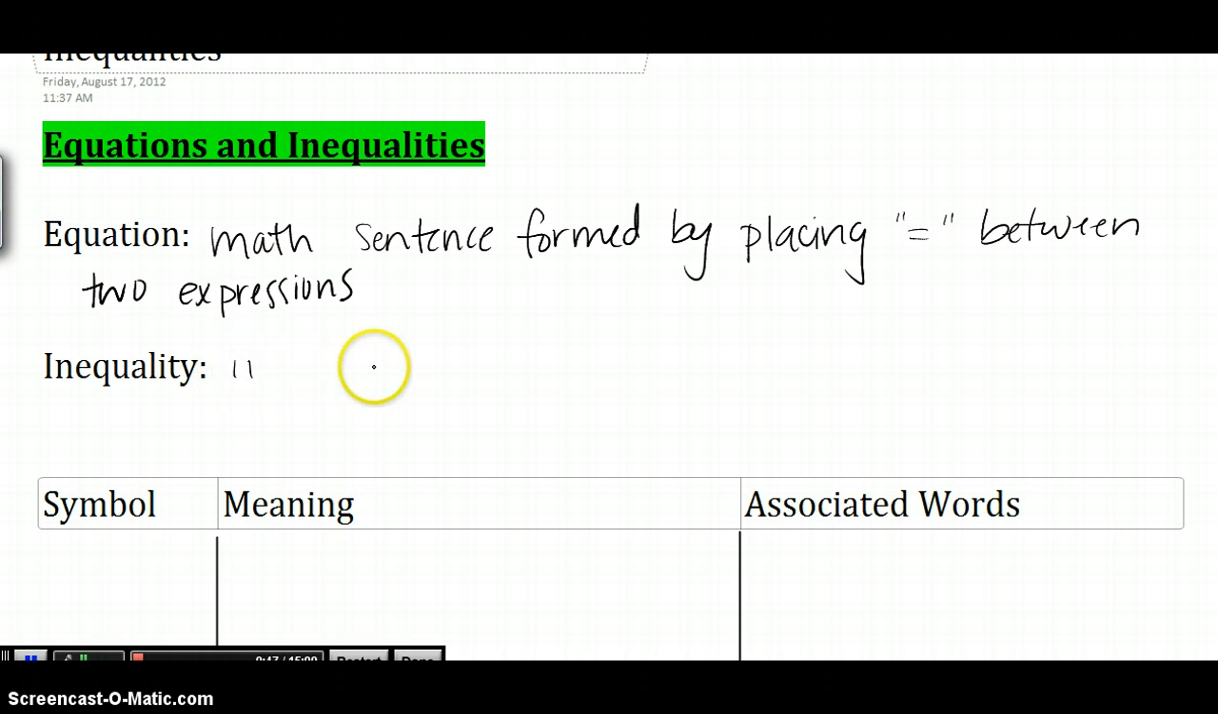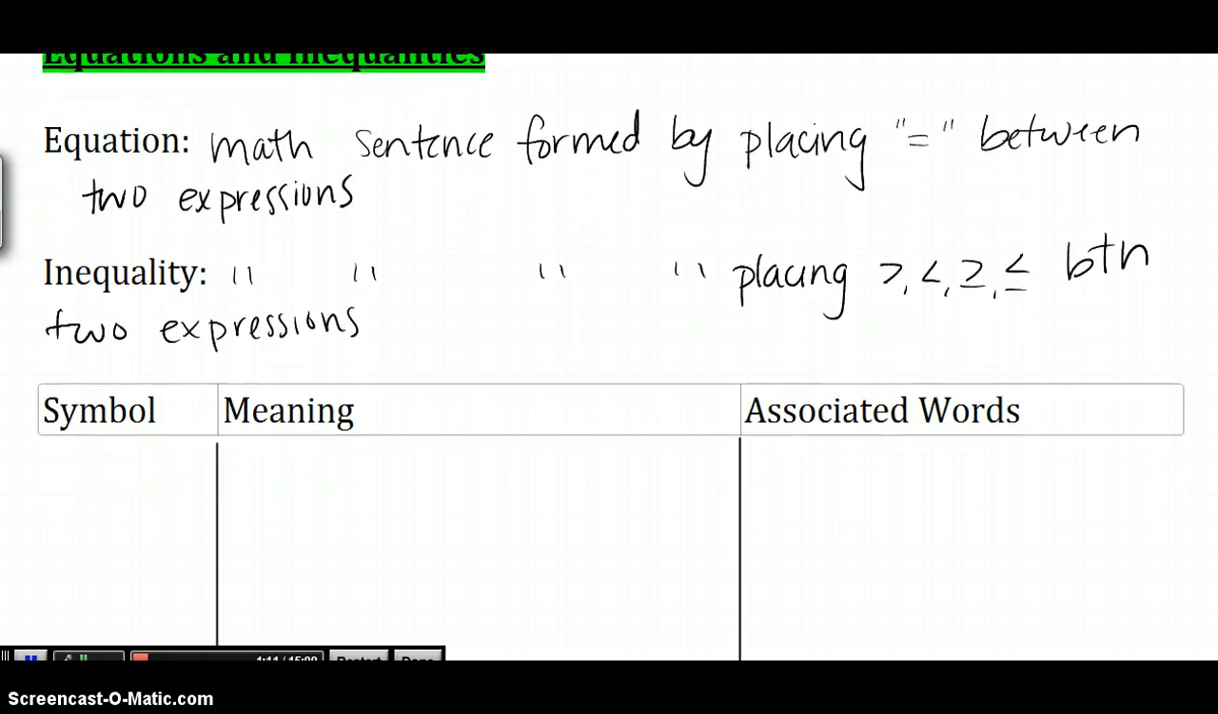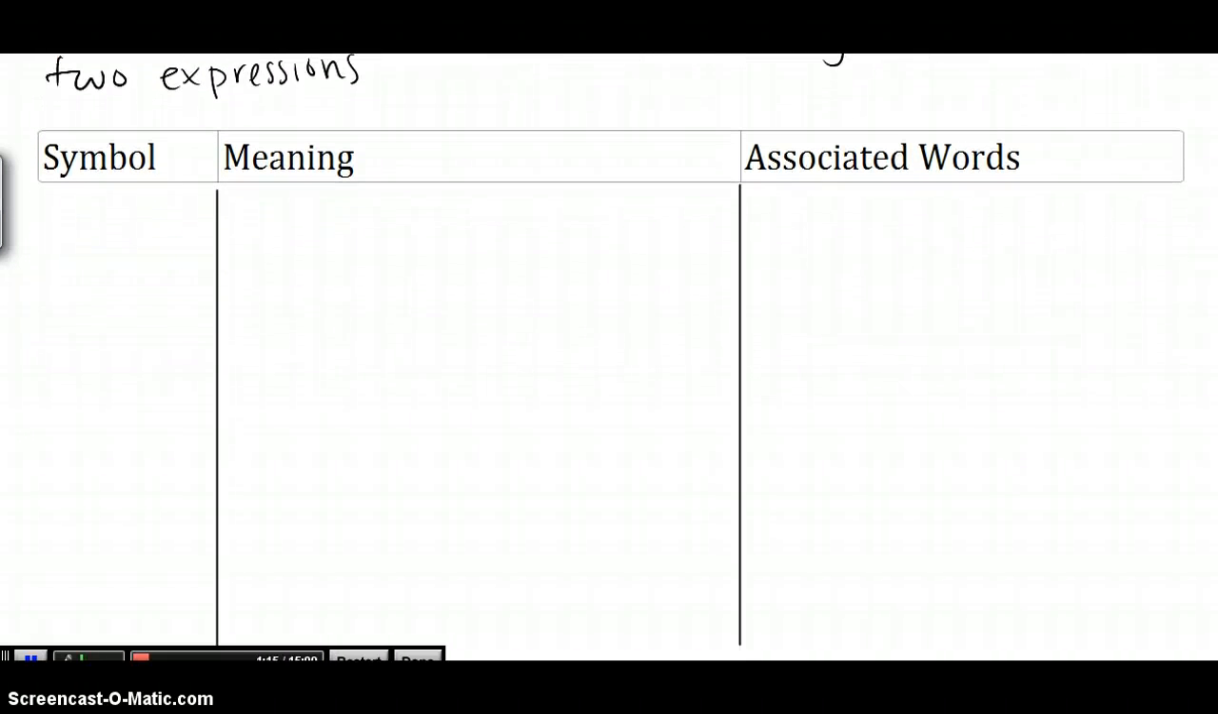So you could write the same thing, a math sentence formed by placing either greater than, less than, greater than or equal to, or less than or equal to between two expressions. And those are equations and inequalities. So let's talk about some symbols and meanings.